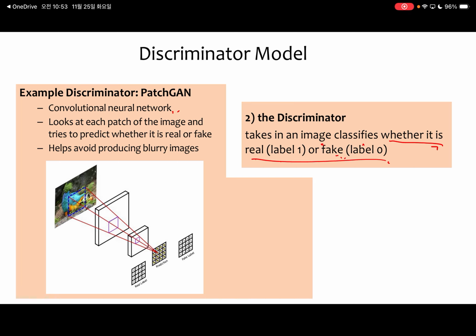Instead of simply averaging the entire image into a single vector, it outputs a classification score for each patch of the image. But basically, the discriminator just takes an image and classifies whether it is real. Real means images from our data set. Fake means images from the generator.